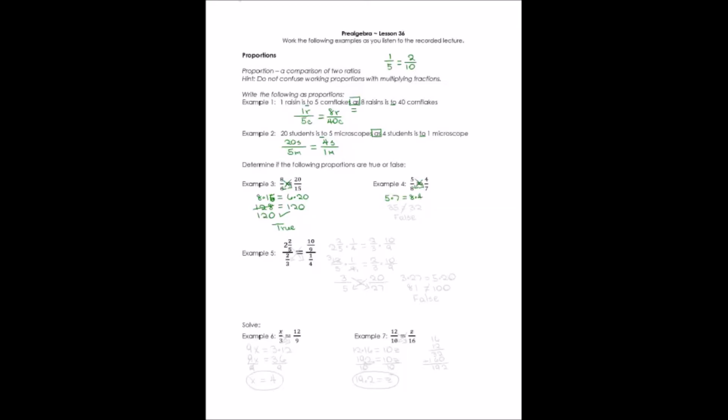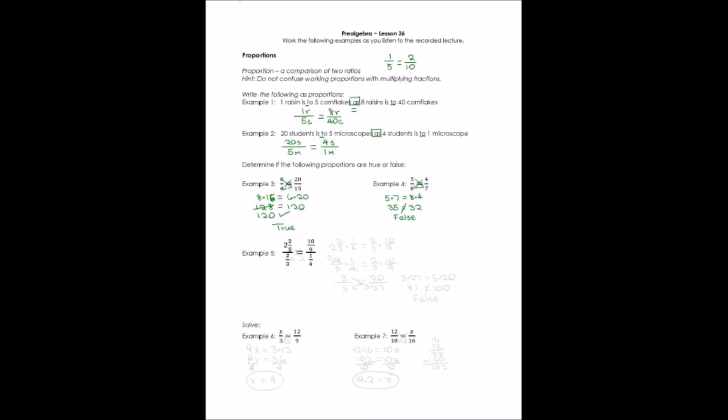Or does it? Well, 5 times 7 is 35, and 8 times 4 is 32. So the two are definitely not equal. In other words, this is what we call a false proportion, since the two products do not equal.